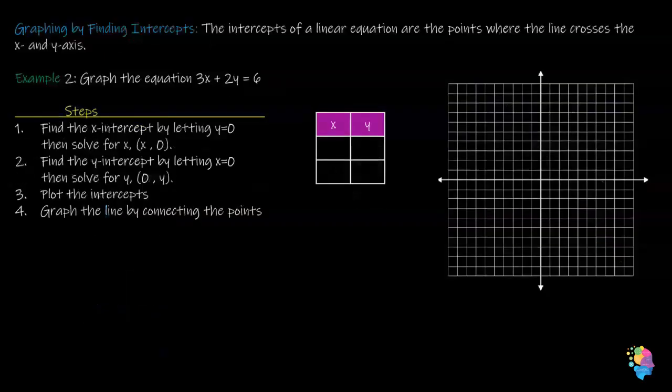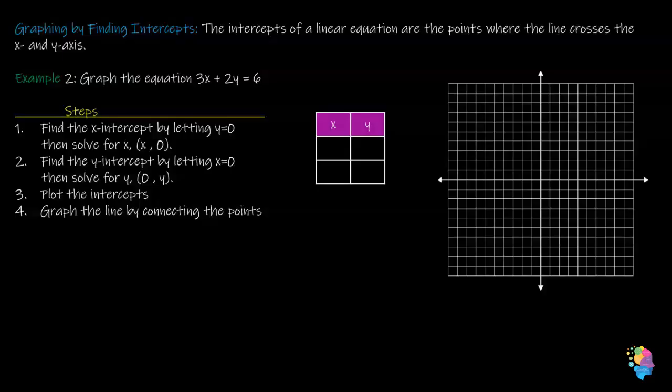Now, graphing by finding the intercept is the same process as the previous example, but this time we don't just select numbers at random or numbers that match the coefficient of either variable. What we do is we must select two specific values that give us the x and y intercept. Now, this is where the graph is going to cross the x and y axis.